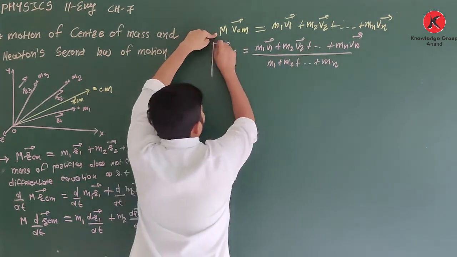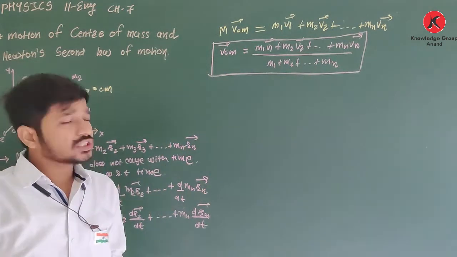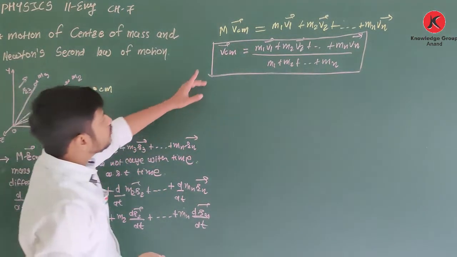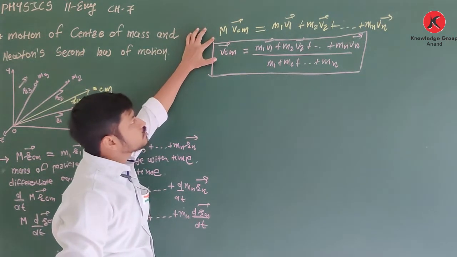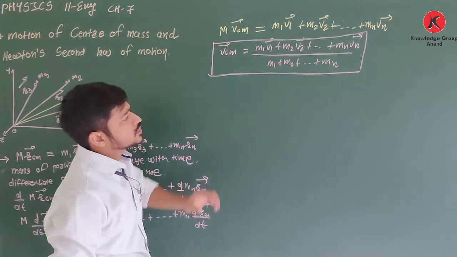To solve some questions you have to remember this equation. We have this equation: m v center of mass is equal to m1 v1 plus m2 v2 plus so on.